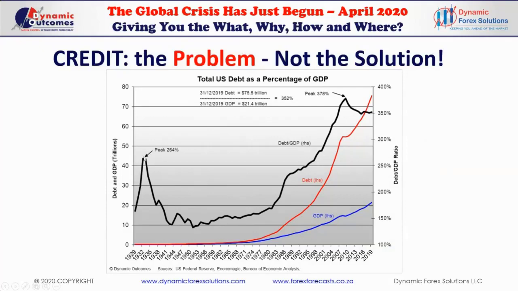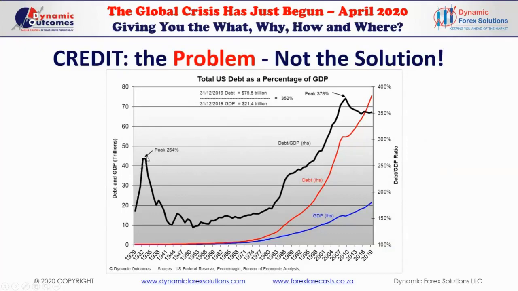So what we saw here around the time of the Great Depression is that it reached a peak where the total debt in the US as a percentage of GDP reached a peak of 264%. So effectively that meant the US would have to work for 2 years just to pay off its debt if it did nothing else with it.